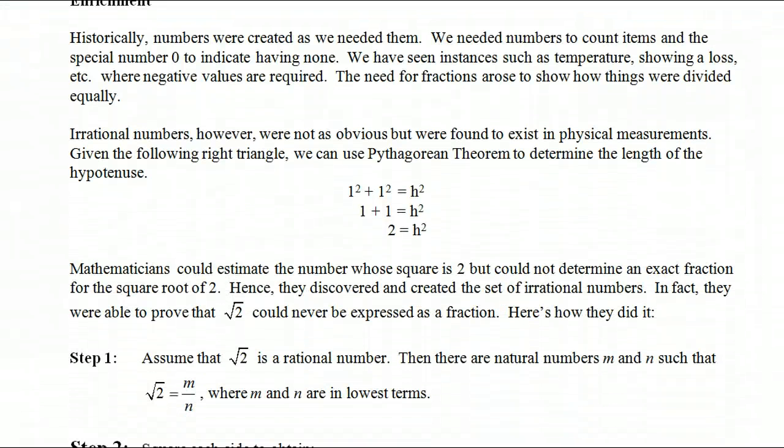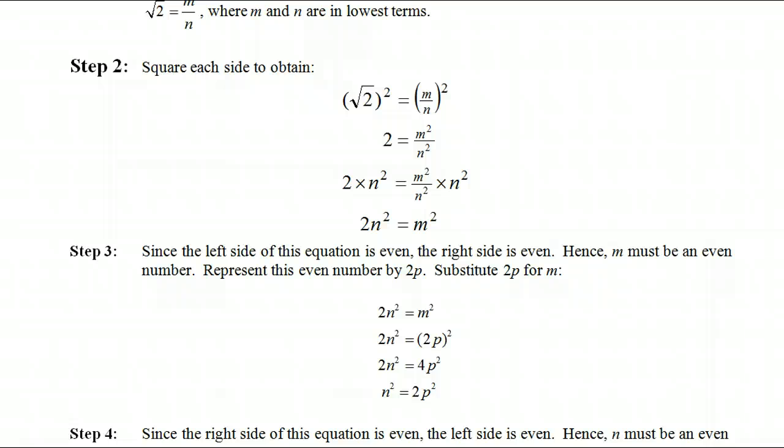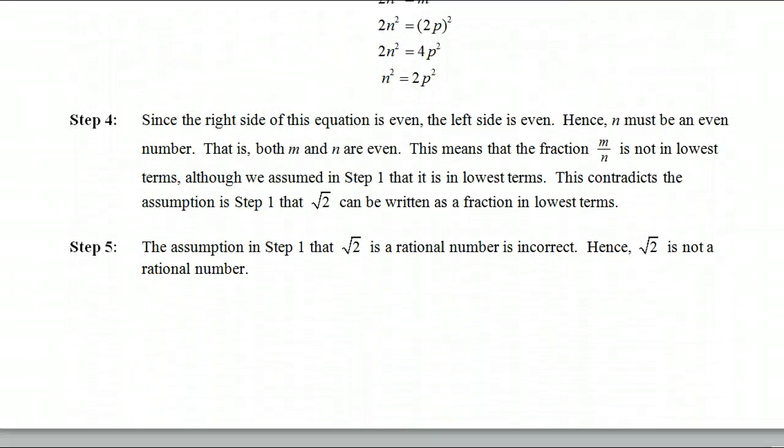Oh, there's a little enrichment, which you can read through, and it's the proof that root 2 is not a rational number. It is irrational. So let's stop there. We'll move on to radicals.